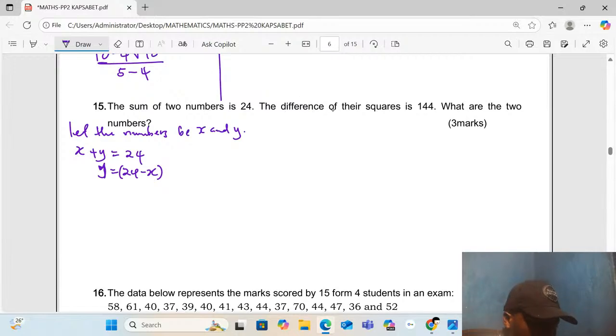Then the difference of their squares is 144. So when you take x squared minus y squared, we get what? The difference of their squares, we get 144.